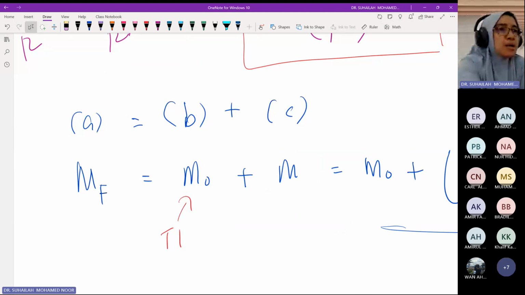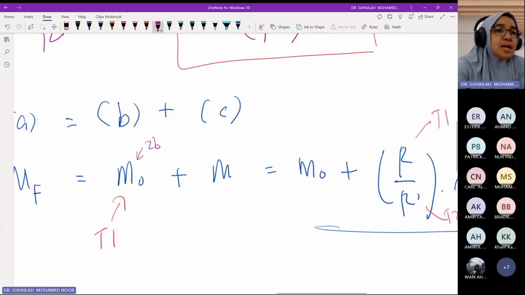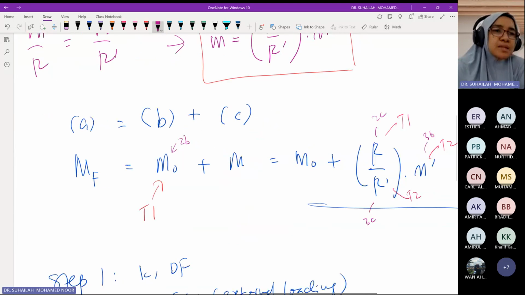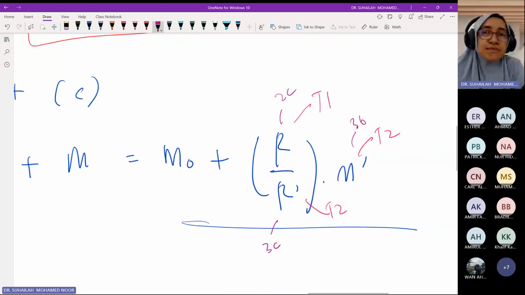Kalau step, kan. So M naught ni is step 2 B. R ni step 2 C. R prime is step 3 C. M prime is step 3B. Okay. So that's why we get this as the final formula.